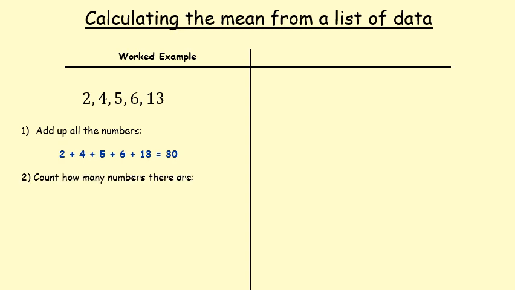Part 2, we count how many numbers there are. So there's 1, 2, 3, 4, 5 numbers in our list. And then we divide our total of our numbers by how many there are. So 30 divided by 5, and you get an answer of 6. This means the mean of this data set is 6. So before you do your turn, just pause the video if you need to and make some notes. Make sure you've got that example copied down, because the next one is going to replicate that exact method.